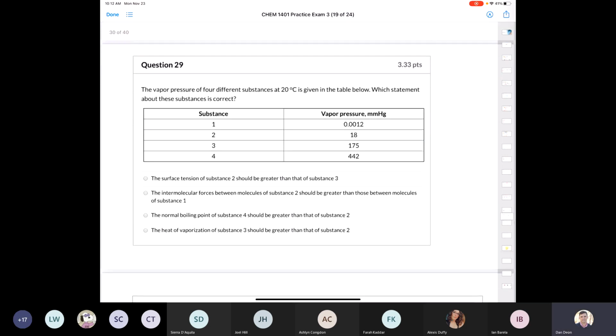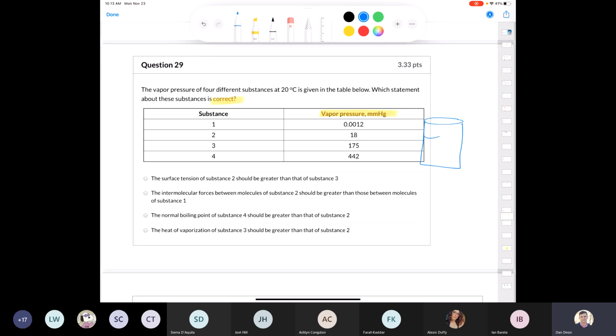Question 29 deals with vapor pressures. It says the vapor pressure of 4 different substances at 20 degrees Celsius is given in the table below. What statement about these substances is correct? We're looking for a correct statement. Remember, vapor pressure is the amount of pressure that the molecules in the liquid phase exert on the environment. How hard are they pushing back?